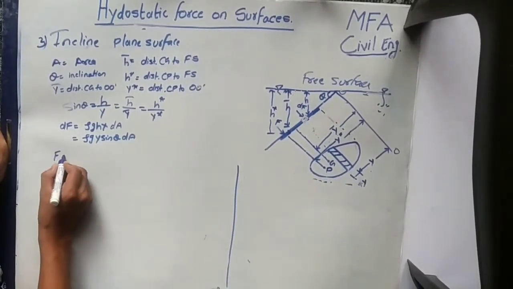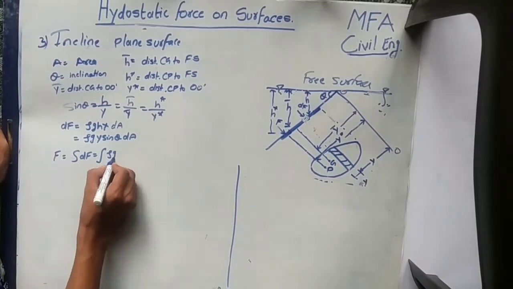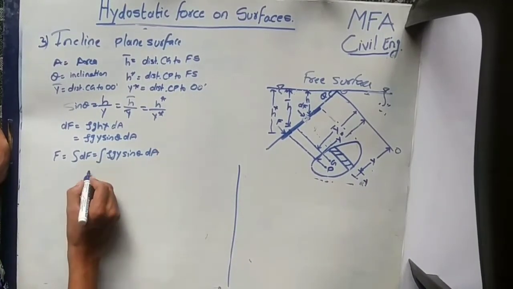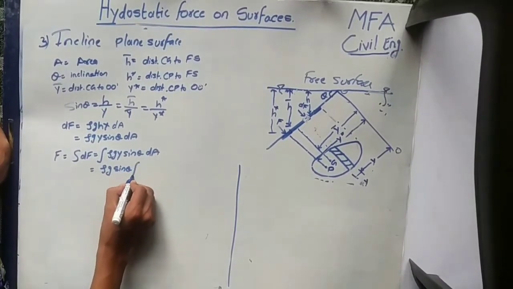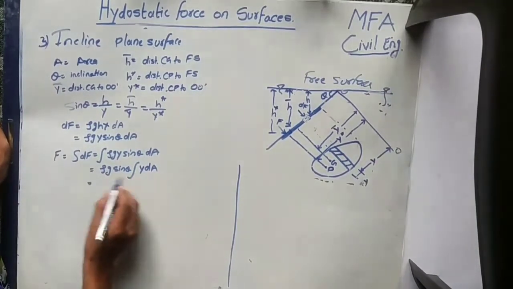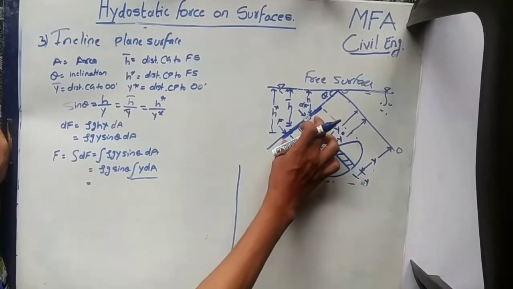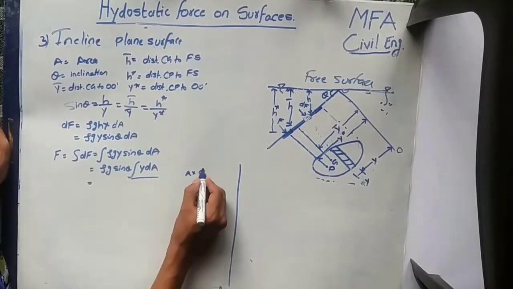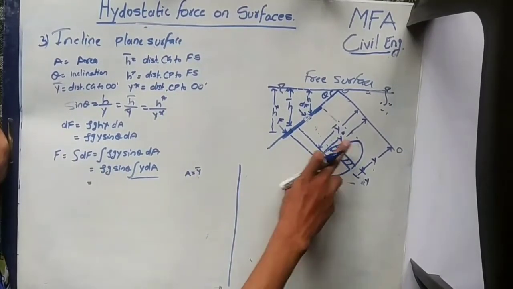Now the total force is equal to the integration of dF, which is equal to the integration of rho g y sin theta into dA, where rho g sin theta is a constant, taken out of the integration, leaving y into dA. Y into dA is the moment of this plane surface about the OO plane, which is equal to area into distance. Y bar is the distance from the center of gravity to the OO plane.